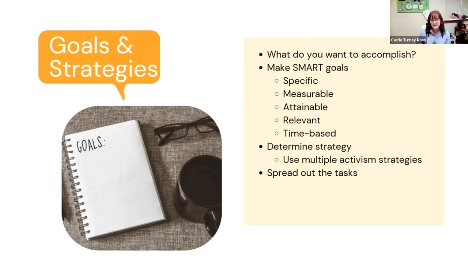And then spread out the tasks amongst your group, because if it all falls on one person, that person's gonna get burnt out and then they might lose interest in the issue or decide that it's just too much for them to take on. So really spreading those tasks out will be helpful to everyone to make sure that you stay passionate.